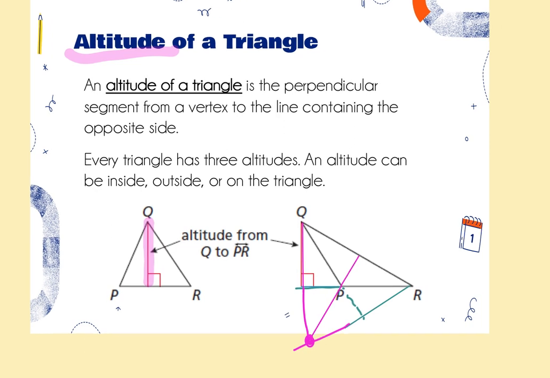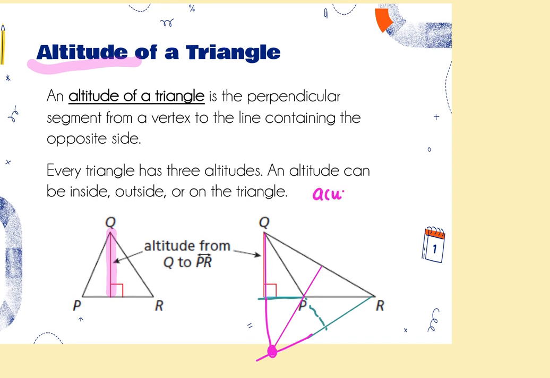On the acute triangle, it's going to be in. On the right triangle, it's going to be on. And on the obtuse triangle, it's going to be outside.